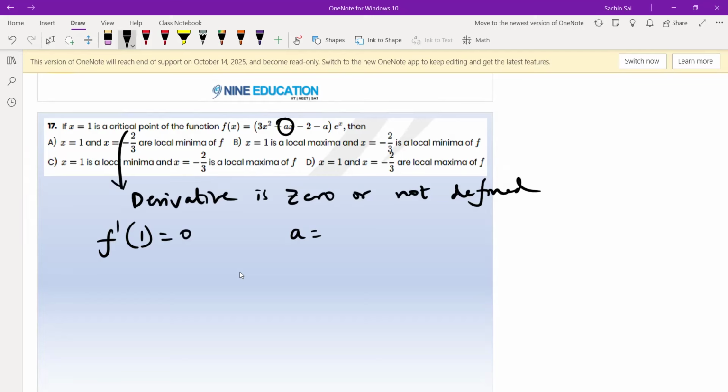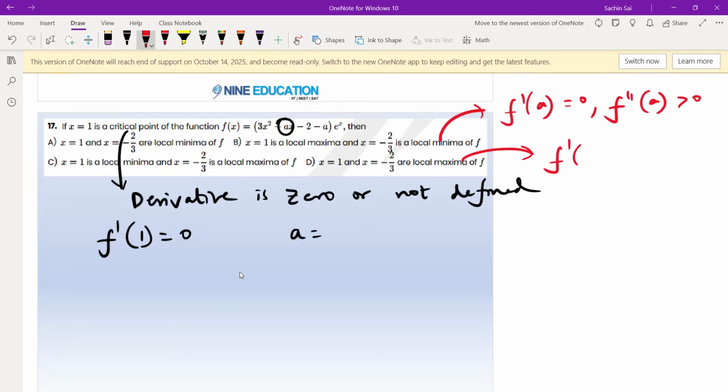If you remember the conditions for local minima and local maxima, what is the condition for local minima? The derivative must be equal to 0. The second derivative must be greater than 0. And for local maxima, the first derivative must be equal to 0 and the second derivative must be less than 0.